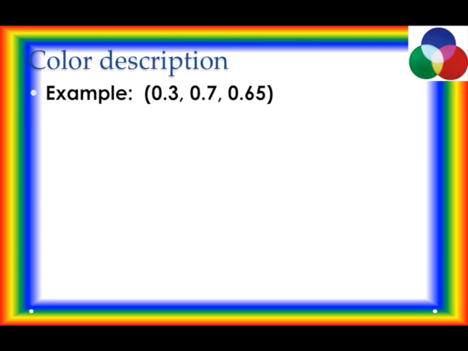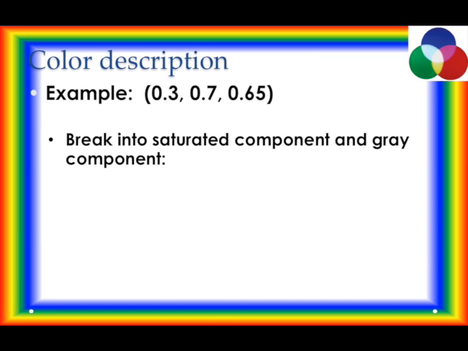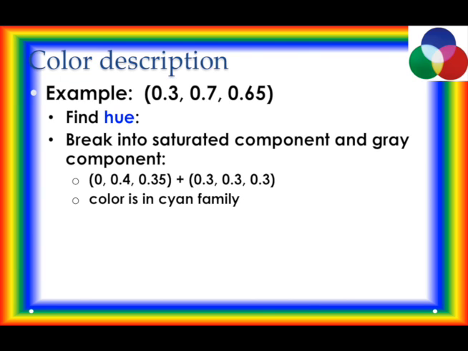Okay, so we're going to go through an example, and this is what the worksheet that you're going to do is based on. Let's say we have RGB given as 0.3, 0.7, and 0.65. What color is that? So the way we work that out is we break our color into a saturated component and a gray component. So what is gray? Well, gray is anything that has equal amounts of red, green, and blue. So we take the smallest percentage, in this case the 0.3 is the smallest number there. And we're going to separate out, we're going to subtract out 0.3 from all three of those numbers.